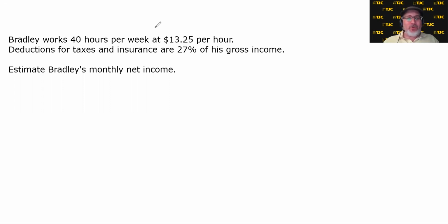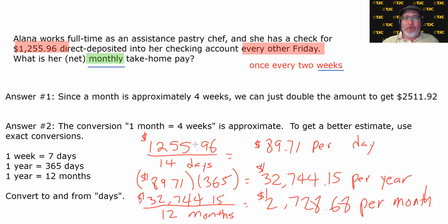I'm going to save the 27% deduction until the end, because the hardest part about this is scaling it from the unit of measurement that we're given. The unit of measurement that we're given is per week. We're going to calculate how much he makes per week, but we need to scale that to monthly. And we can do the same thing that we did back here, where we went from, in this case, bi-weekly pay to daily pay to yearly pay, and then yearly back down to monthly.